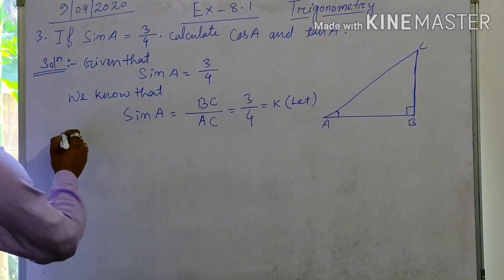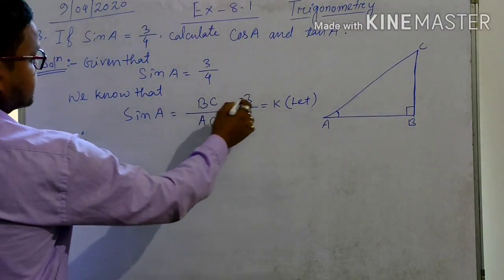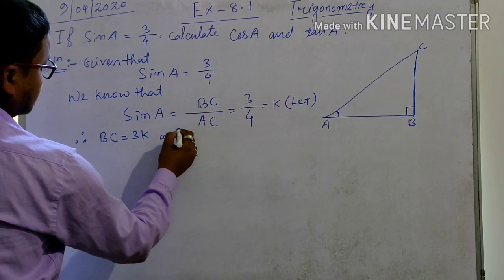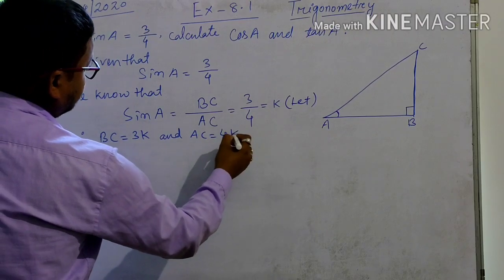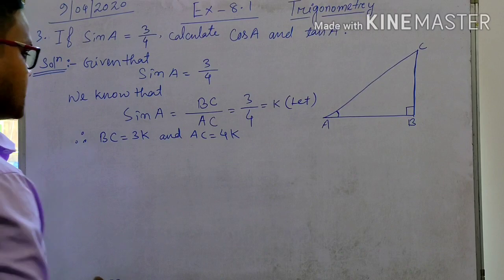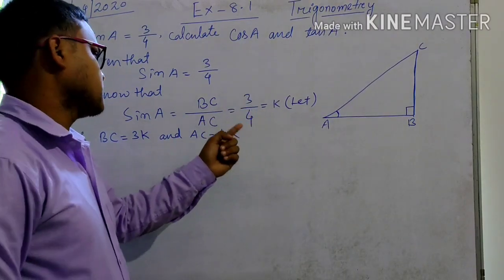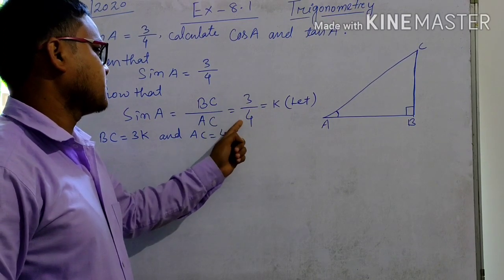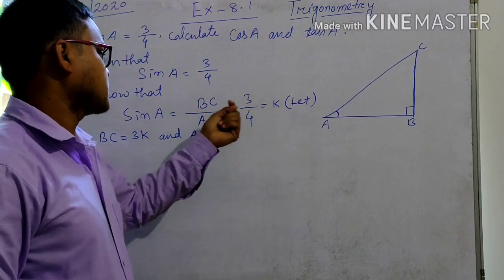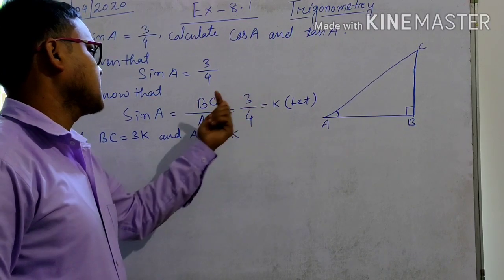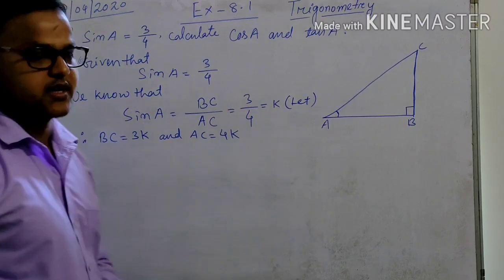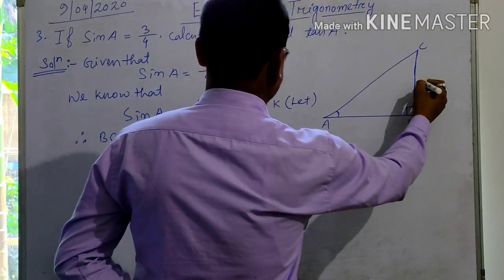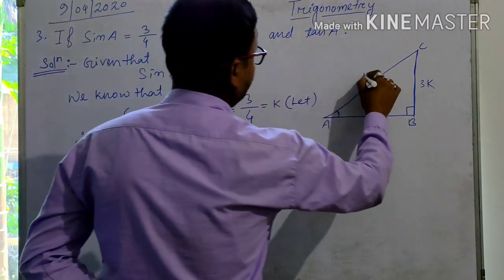Therefore, from this you will get BC equal to 3K and AC equal to 4K. This is how we find it according to the proportion. BC by 3 equals AC by 4, and this is equal to K. According to the proportion, BC equals 3K and AC equals 4K.